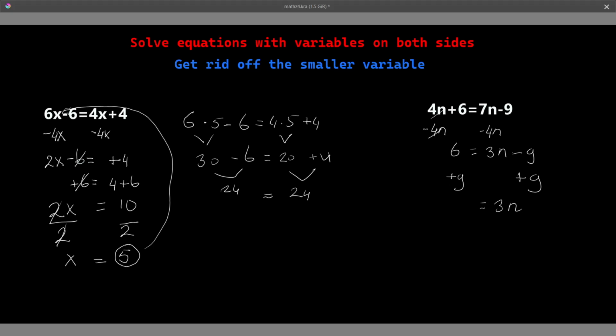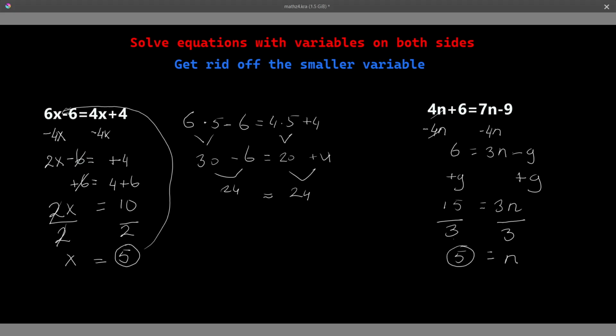is 6 plus 9 is 15, which gives us, we need to use inverse operation also now on the right side, divide by 3 to get n, also divide 15 by 3, which gives us n is 5.